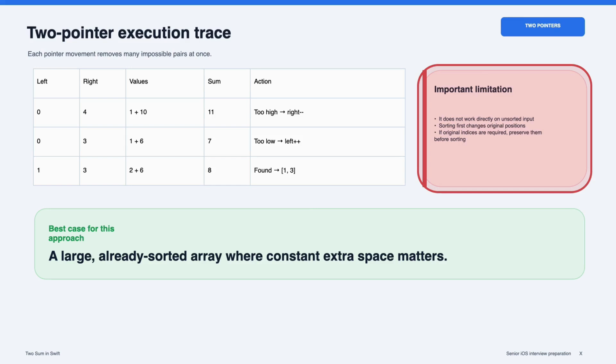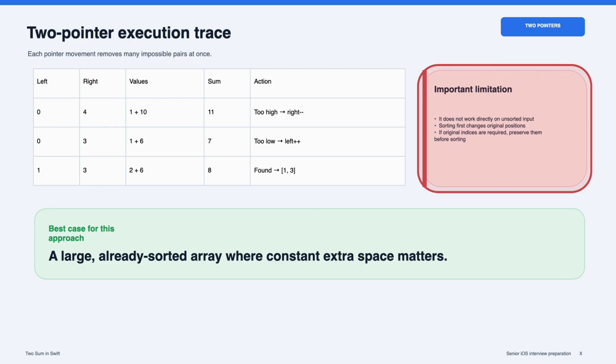We could sort the array first, but that creates two additional considerations. First, sorting changes the time complexity. Sorting normally requires O(n log n) time. Second, sorting changes the original positions of the values as well. If the problem requires indices from the original unsorted array, we must preserve each number with its original index before sorting.